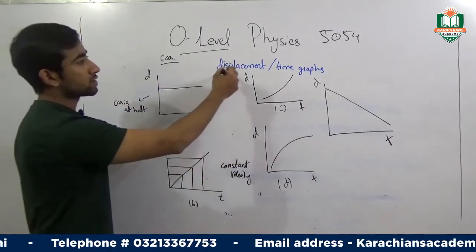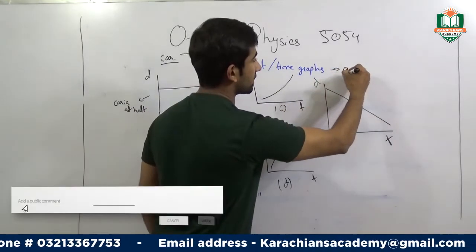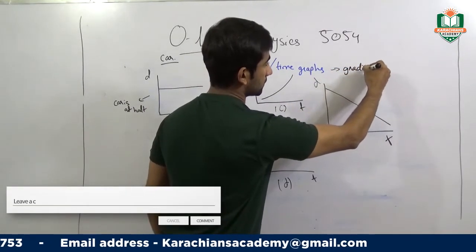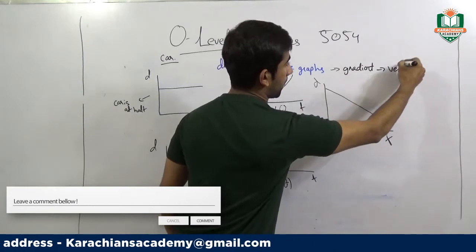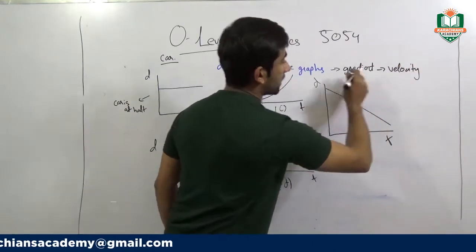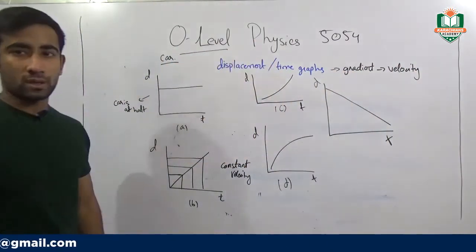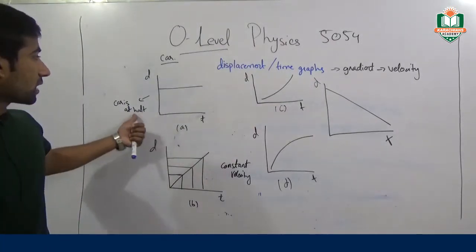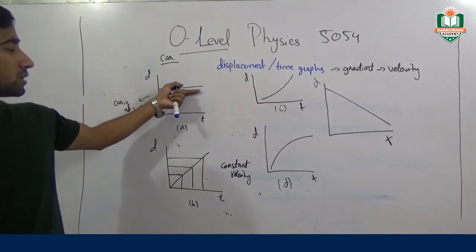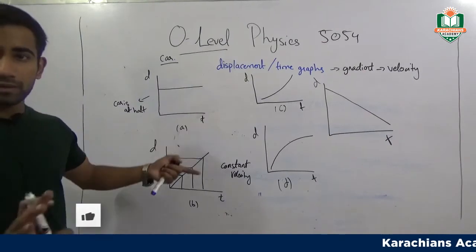Let me tell you, the gradient of the displacement-time graph represents the velocity. So the gradient of the displacement-time graph is velocity. In this case, the car is at halt. The displacement is not changing, time is moving on, the car is stopped.